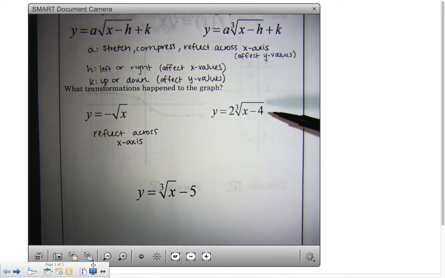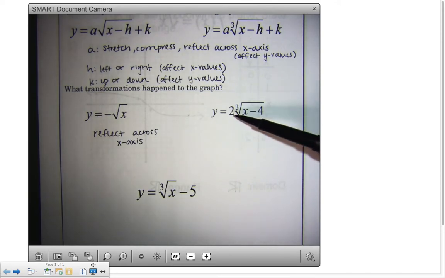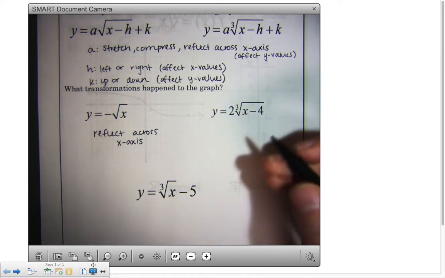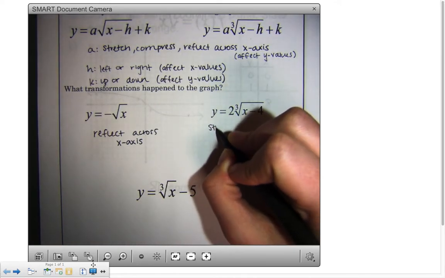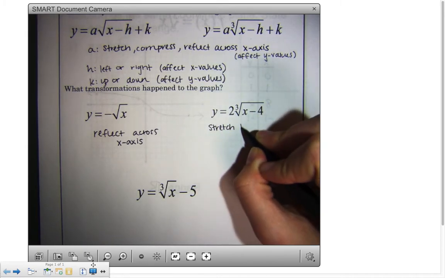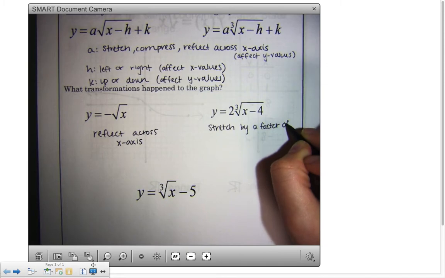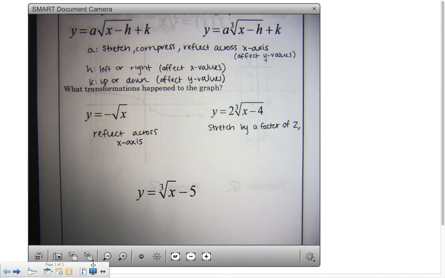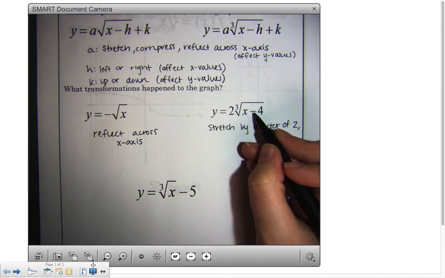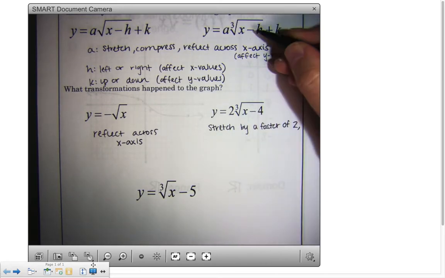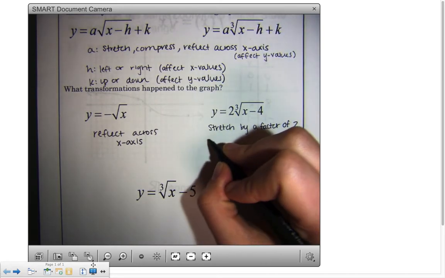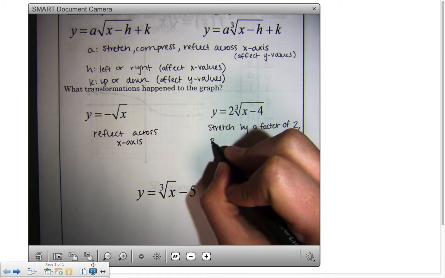Here, the parent function is the cube root of x, and we have a 2 as the a value and a 4 as the h value. So this 2 is going to stretch the graph. We say stretch by a factor of 2. And then that 4, it's a negative, well, it's a positive 4, but it's negative coming from the function. So it's going to shift right 4 units.